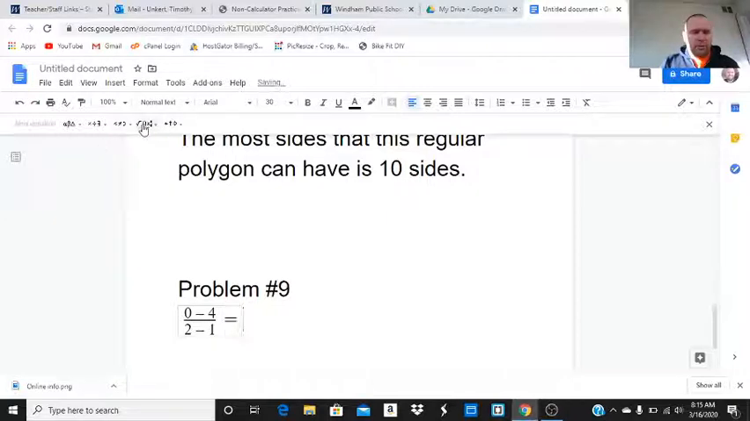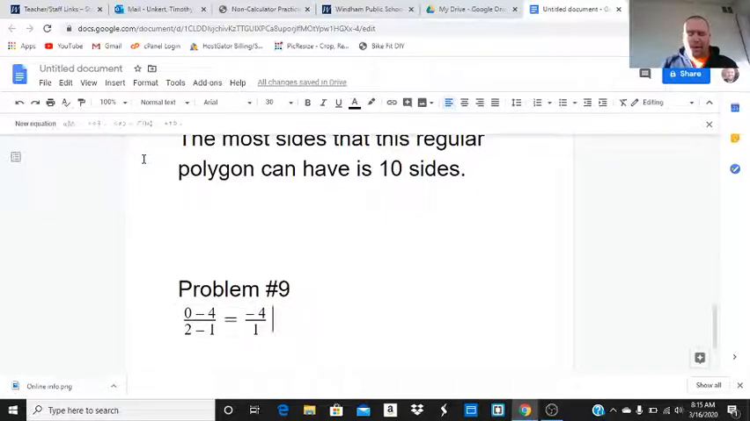That's going to equal negative 4 over 1, which equals the slope of negative 4. Actually, I'm going to leave it as negative 4 over 1. All right, so now we're going to incorporate that point AB in there.